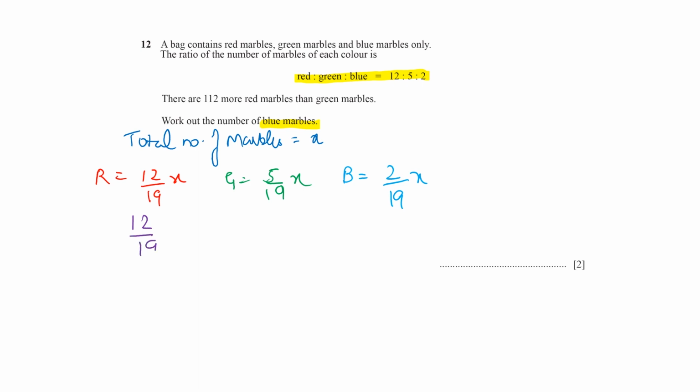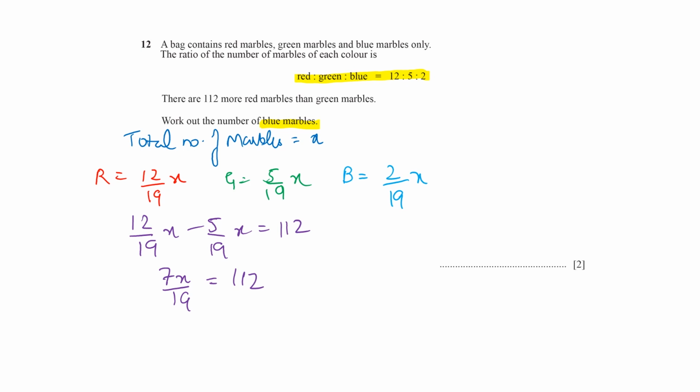So 12 by 19 x minus 5 by 19 of x is given as 112. So 12 by 19 x minus 5 by 19 x, if I subtract it, we can write 7x by 19 equals 112. Now what do we need to calculate? We need to calculate 2x by 19.